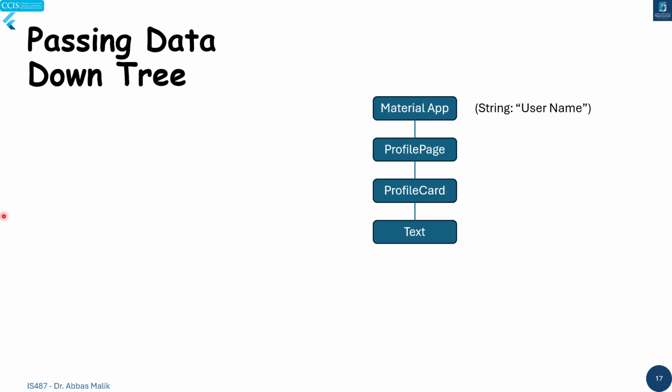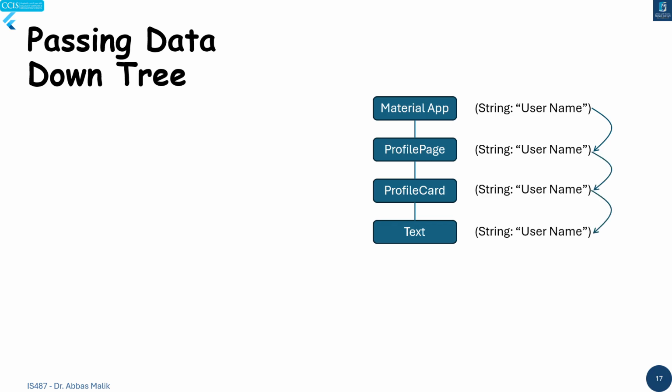So there's a naive or simpler way, which is that you can pass this information to every widget, and then once it reaches the target where we want to display it, you can display it.